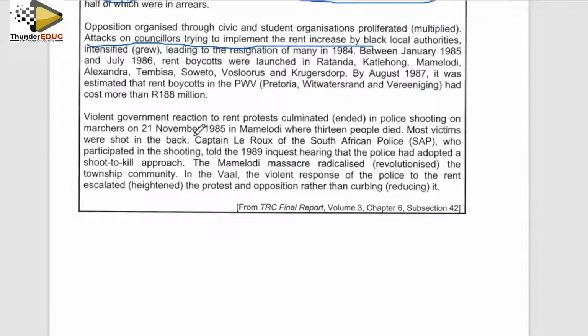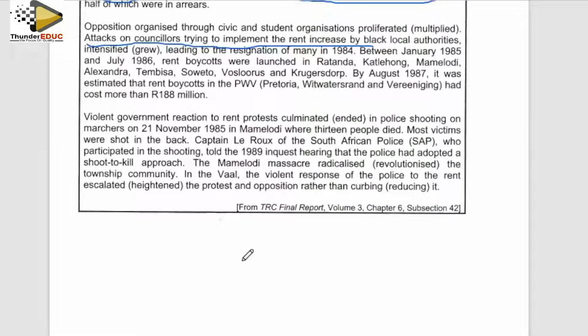So we get the context of a massacre from this statement here, which talks about police shooting and gives a specific incident, the 21 November 1985 incident in Mamelodi, where 13 people died. And how did those people die? Most victims were shot in the back. Remember also we have the Sharpeville massacre. It's a typical example of a massacre in South Africa, a very pronounced massacre which led to an ultimate turning point in the history of South African politics. So when you're defining a massacre as a concept, it should have the basics of a concept.